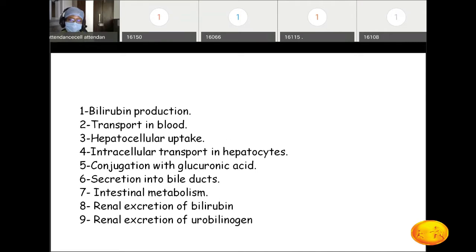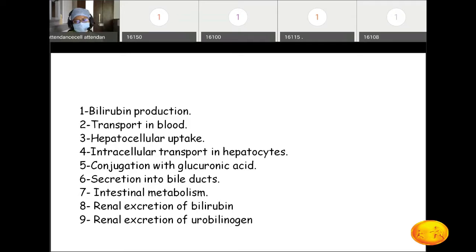So this is your bilirubin, whatever happens with the bilirubin. We'll see how bilirubin is produced next. It is transported in the blood. It is taken up by the liver cells. Then we have intracellular transport in the hepatocytes, where the endoplasmic reticulum is the one metabolizing it.